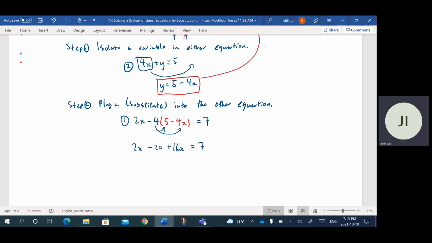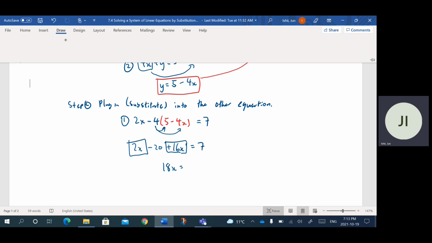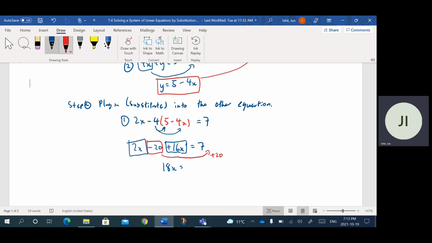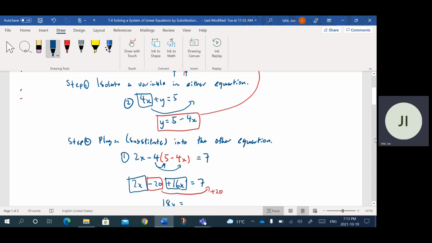Then we can collect our like terms. The 2x and the 16x is 18x. I'm also going to take the -20 here and move it over to the other side. That would be plus 20. So 7 plus 20 is going to equal 27.